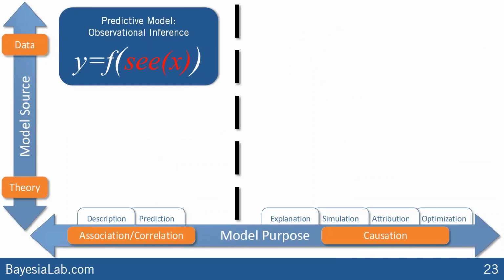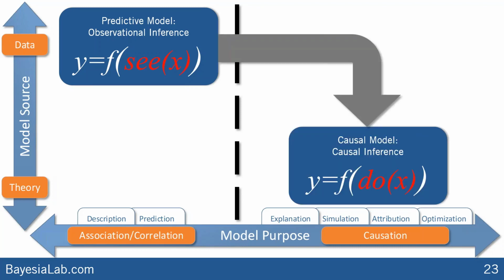So in a way, we sit in the upper left-hand corner. We have models that reflect association. We have predictive models that allow us to perform observational inference. But where we want to get to is a causal model that allows us to do causal inference.